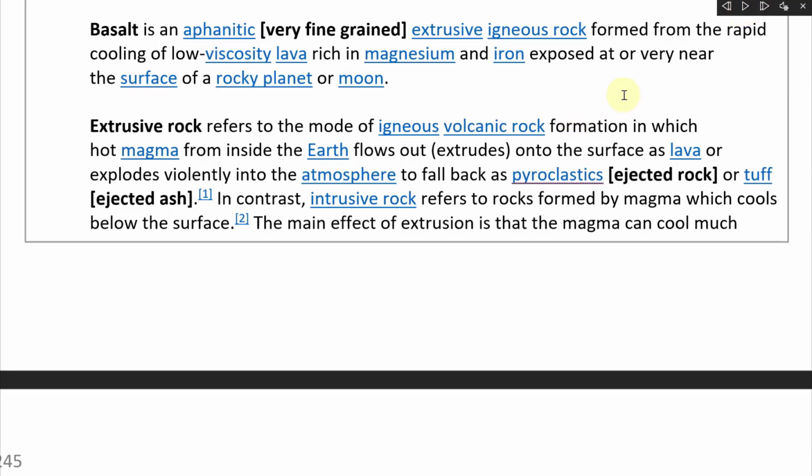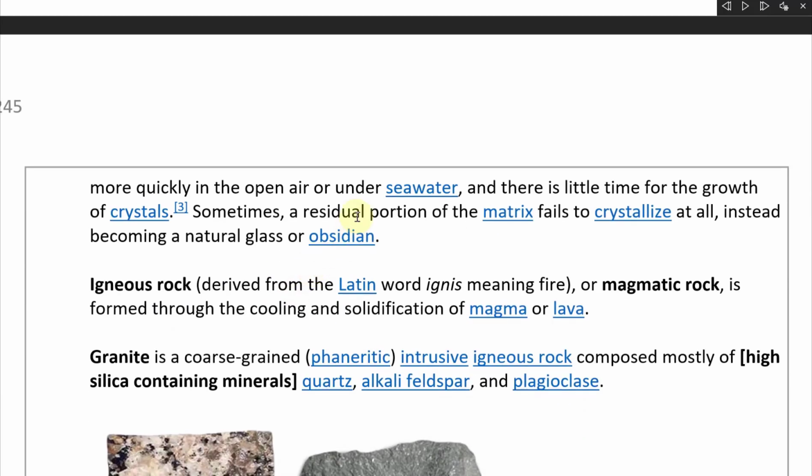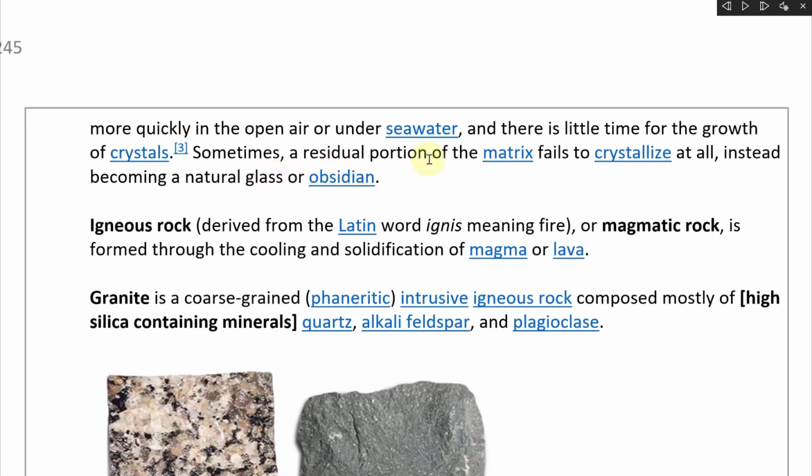Pyroclastics, and then ejected rock or tuff. In contrast, intrusive rock refers to rocks formed by magma which cools below the surface. The main effect of extrusion is that magma can cool much more quickly in the open air or under seawater, and there's little time for growth of crystals. Sometimes a residual portion of the matrix fails to crystallize at all, instead becoming a natural glass or obsidian.